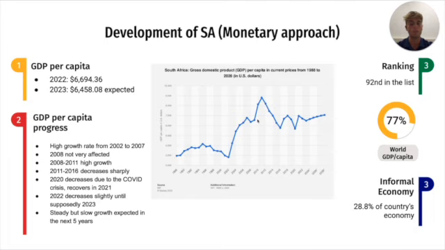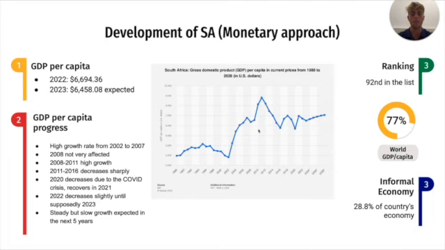And in 2020, we can see a decrease because of the COVID pandemic, but it recovers in 2021. In 2022, we can see there was a slight decrease until 2023, but in the next 5 years, there is a low but steady growth. In the list of countries with higher GDP, South Africa is placed 92nd, and its GDP is 77% of the average world's GDP.